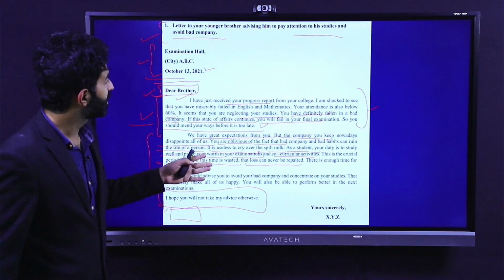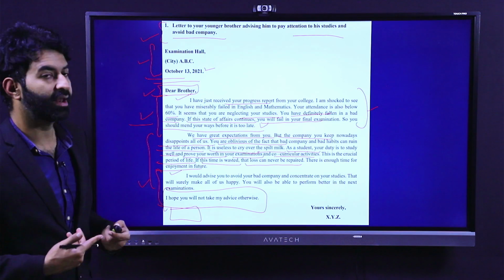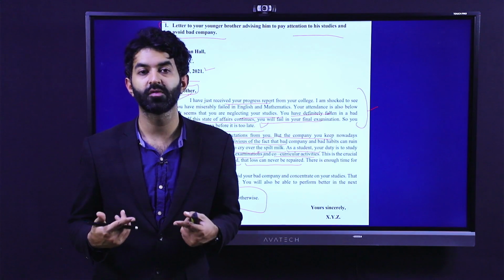So this is a letter. Now, can you write a letter like this? Can you write a letter to your father asking for some funds for books?